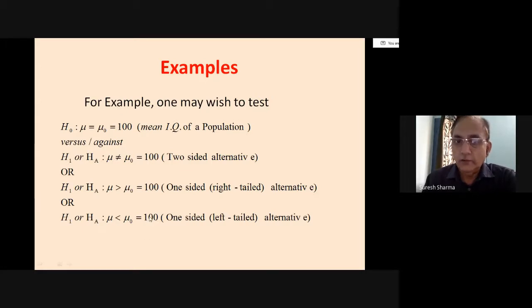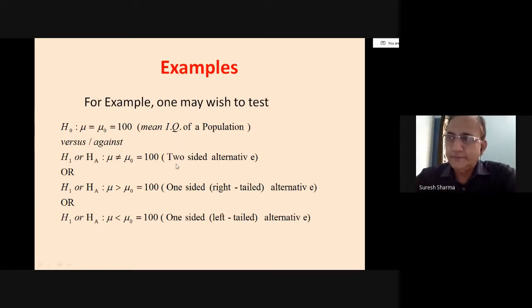Right? Now, mu less than 100 is also one-sided, because greater than means the right hand side and less than means the left hand side. So to distinguish between greater and less, we write one-sided right tail, meaning greater than, on the right hand side, and one-sided left tail, meaning on the left hand side. So we have the one-sided right tail alternative, the one-sided left tail alternative, and the two-sided alternative.